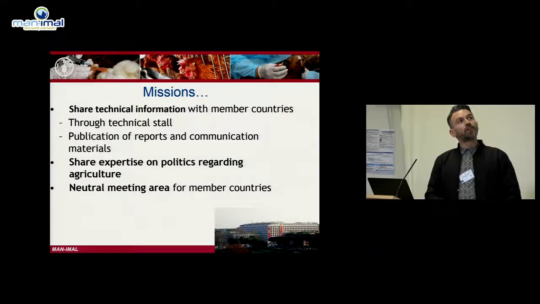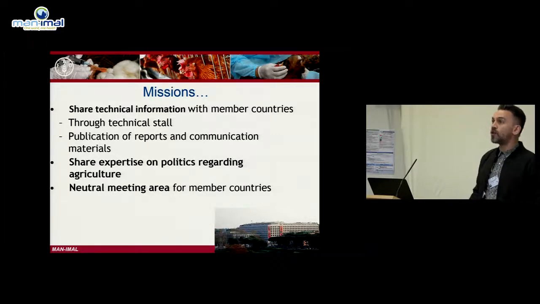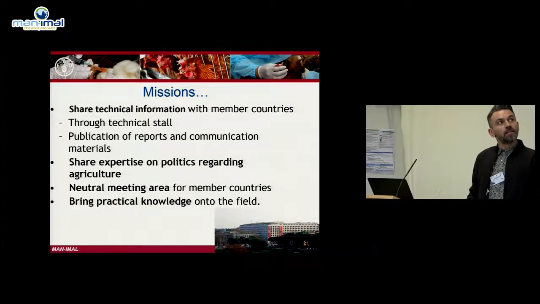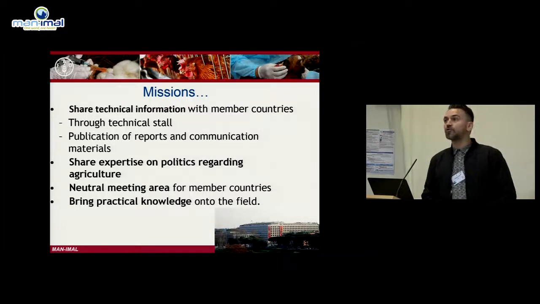I just talked about the neutral meeting for member countries or non-member countries. It's a safe place for countries to speak out and speak their mind. And as I said, the knowledge that is brought to the countries has to be practical. Solutions that are highly efficient in Europe might not be efficient in some other countries. So you have to be flexible enough to adapt solutions that you know from other settings, and that's basically what FAO tries to do.